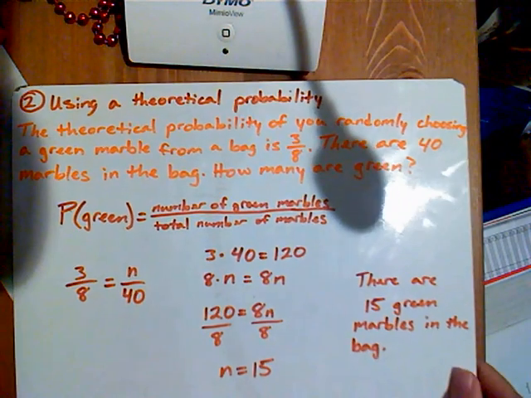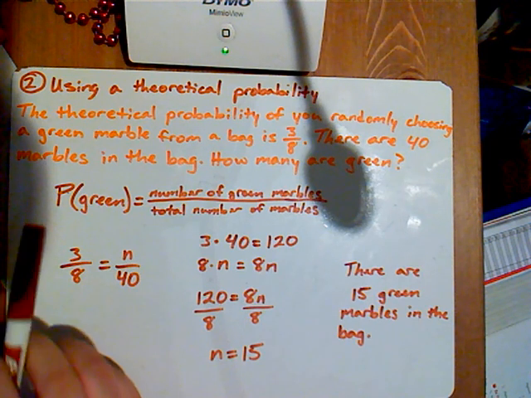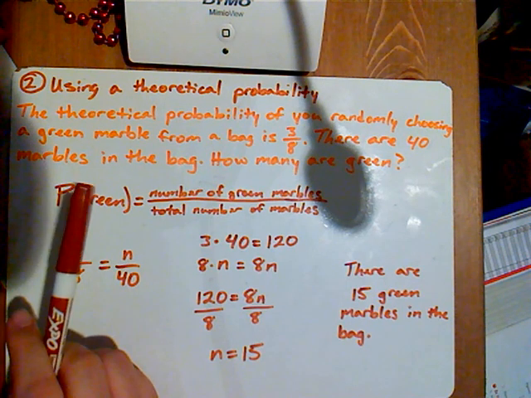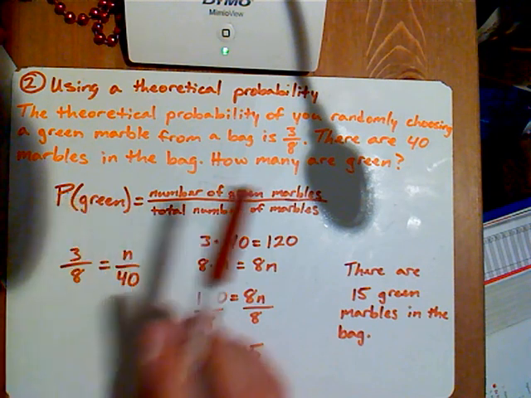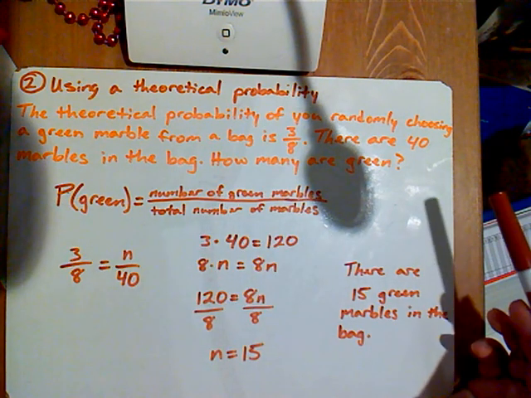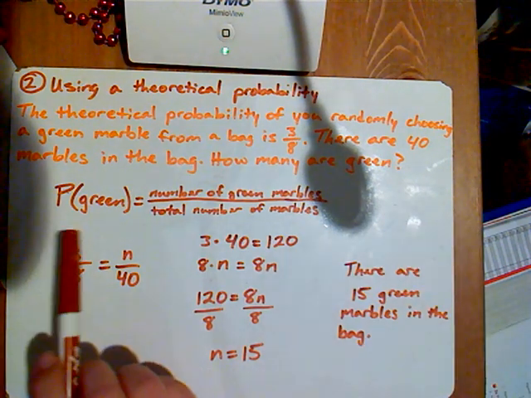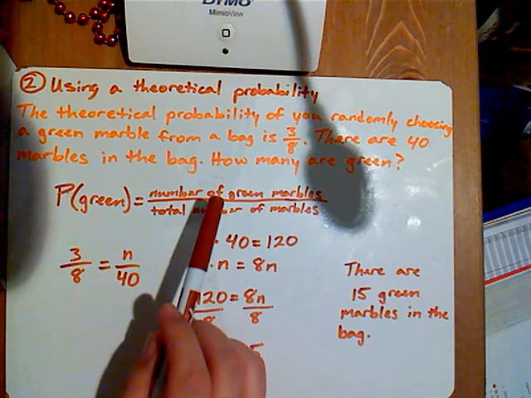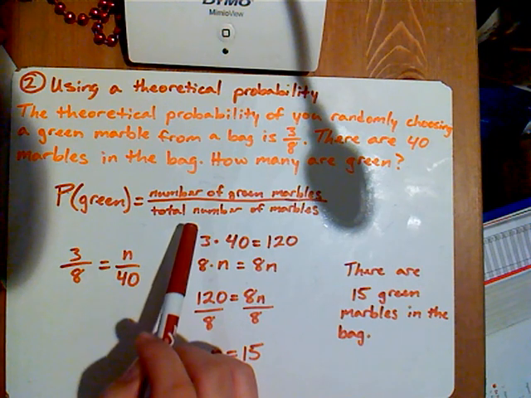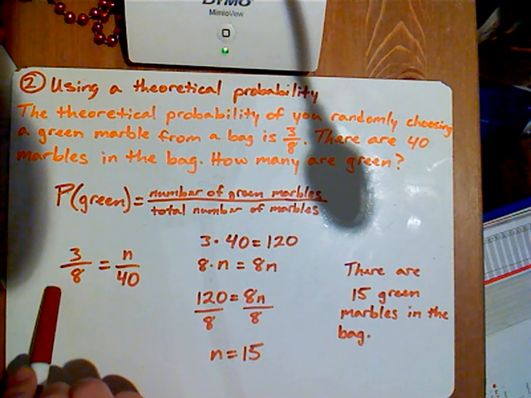All right, and then we're going to look at another example. This time we're going to be using a theoretical probability. So this question asks: the theoretical probability of you randomly choosing a green marble from a bag is 3 to 8. There are 40 marbles in the bag. How many are green? Okay, so we have P(green) is the number of green marbles to the total number of marbles. Okay, so our ratio is 3 to 8.